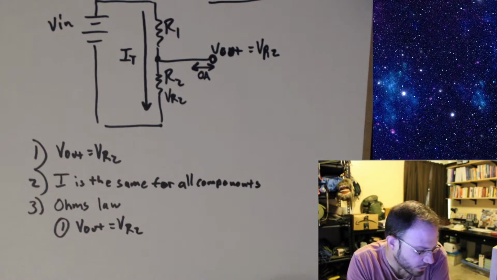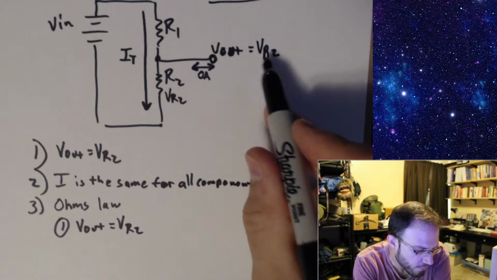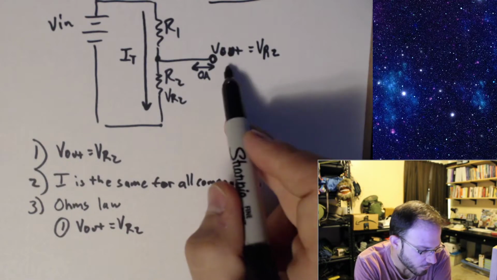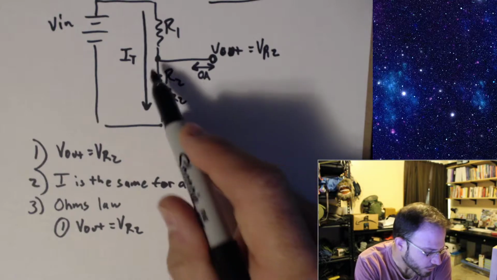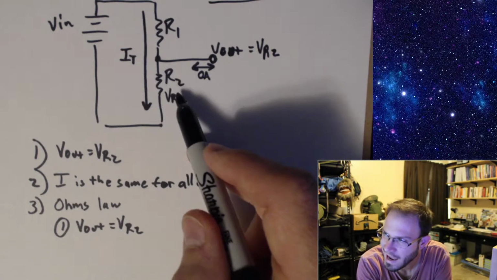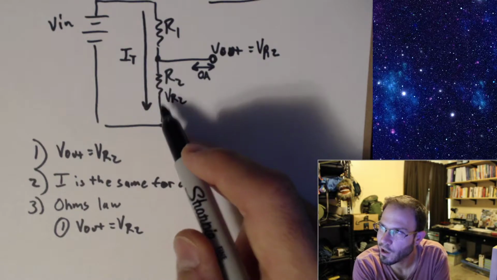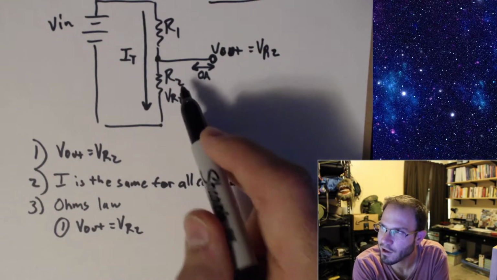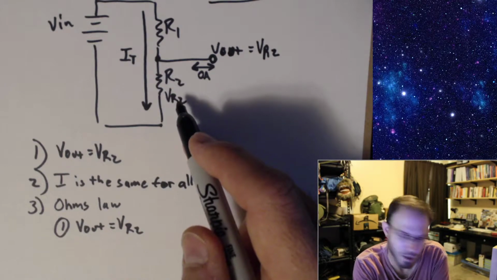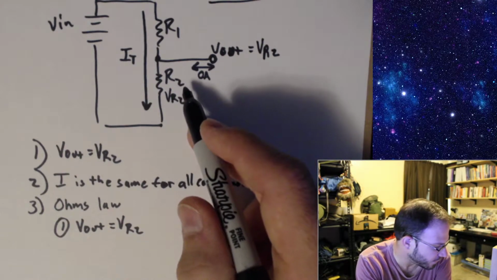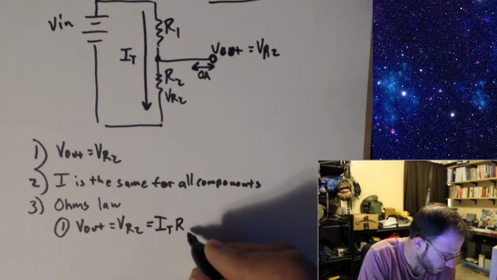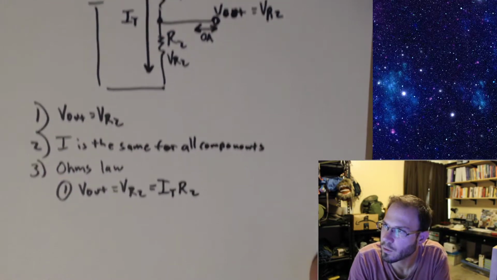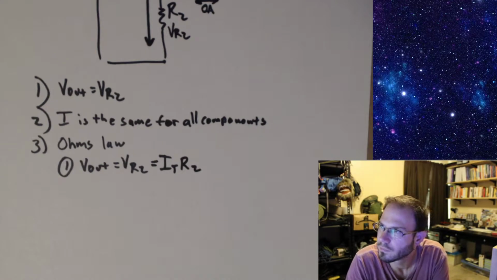And what's VR2 equal to? Well, VR2 is the voltage drop across R2, and that's what V out is equal to, so I can just use Ohm's law and say that VR2 is equal to IT times R2, right? The current going through R2 times the resistance of R2 gives us the voltage drop across R2. So it's just a straightforward application of Ohm's law. V out is equal to VR2, and VR2 is equal to IT times R2.